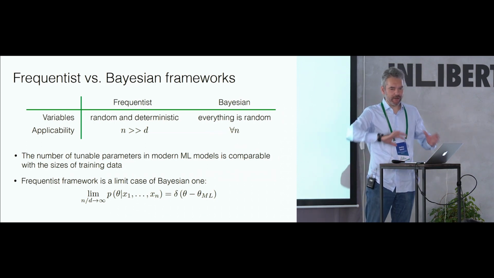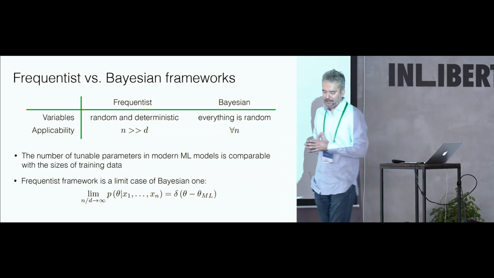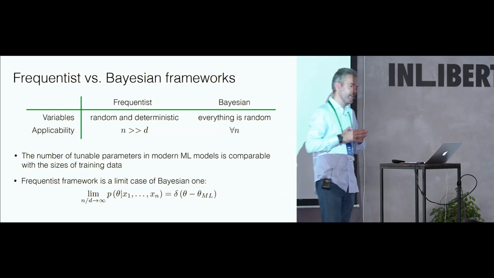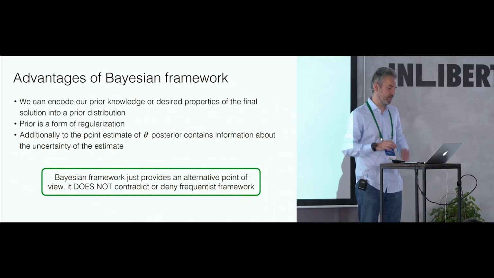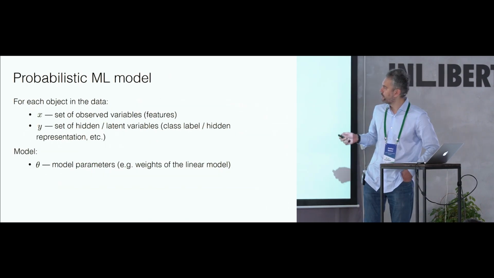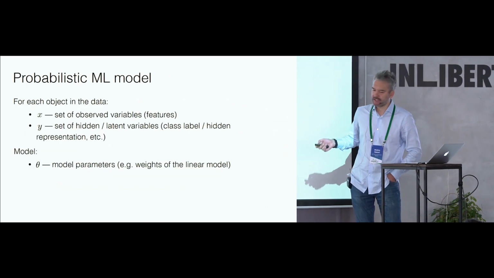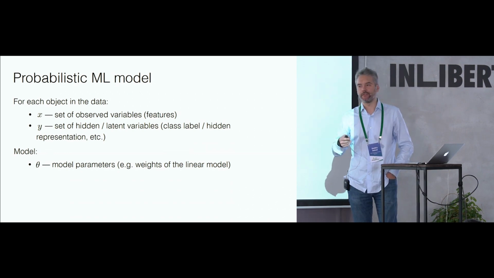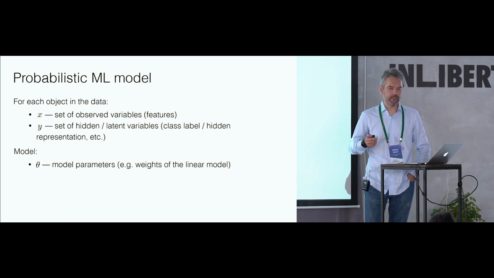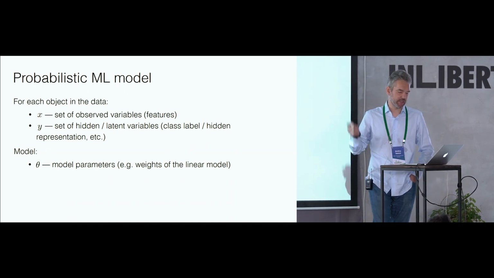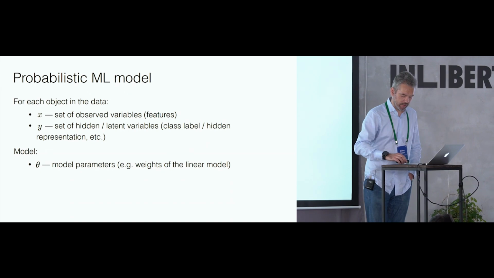Okay, so now let us switch to machine learning and see how we can build probabilistic machine learning models, and in particular Bayesian machine learning models. So let's use the following notation. Denote X as a set of observed variables, also known as features. Y would be the set of hidden variables or target variables, such as class labels or some other.